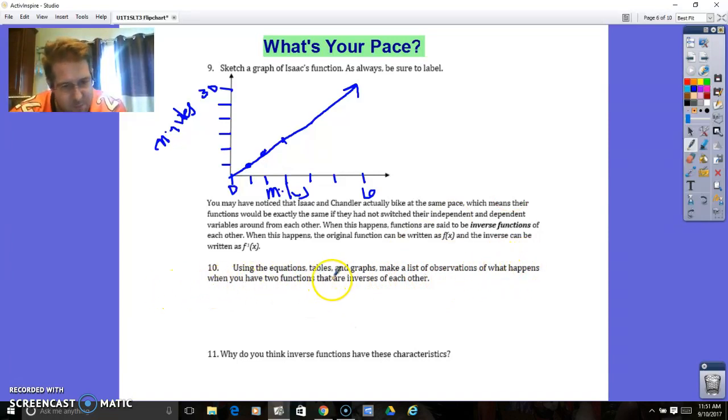What happens when you have two functions that are inverses of each other? So what you should also notice is that when you add up the two numbers together, they will always equal the same. What do you think inverse functions have these characteristics? Well, they're opposites of each other. So they're going to be an equal distance from y equals x.